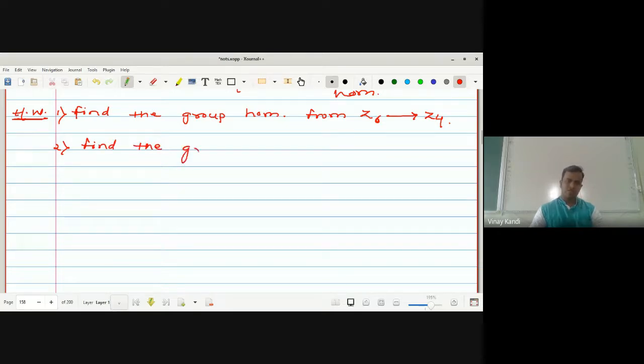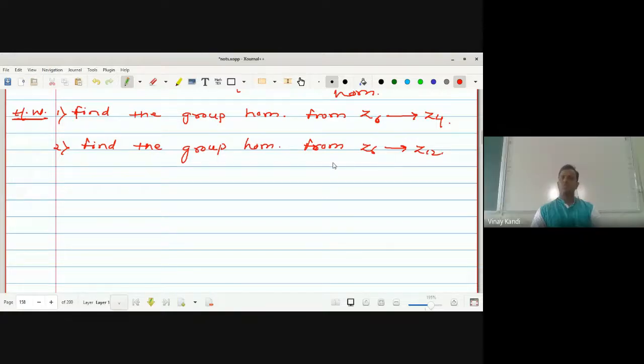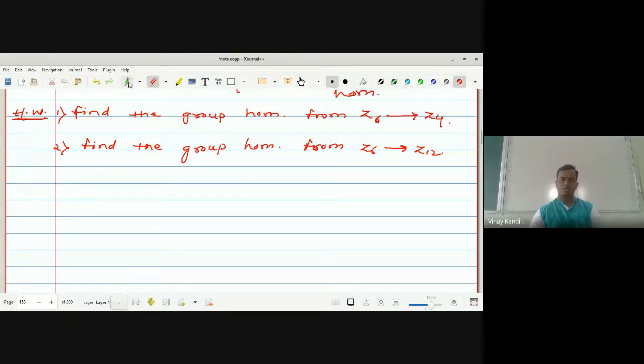Okay. Find the group homomorphism from Z6 to Z12. What is the GCD of 6 and 12? The greatest common divisor of 6 and 12 is 6. Greatest common divisor means the greatest among the common divisors. Which are the common divisors? 2, 3, 6. Which is the greatest among them? 6. That's why the GCD of 6 and 12 is 6. So I will get 6 homomorphism functions.